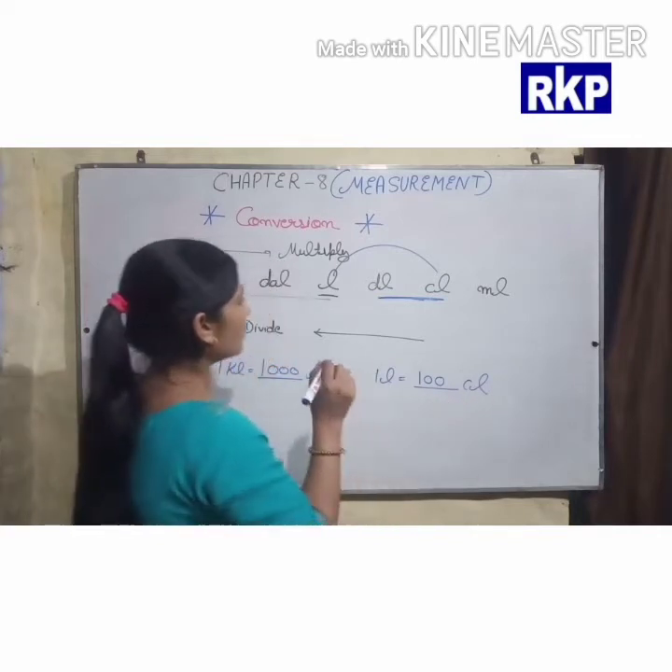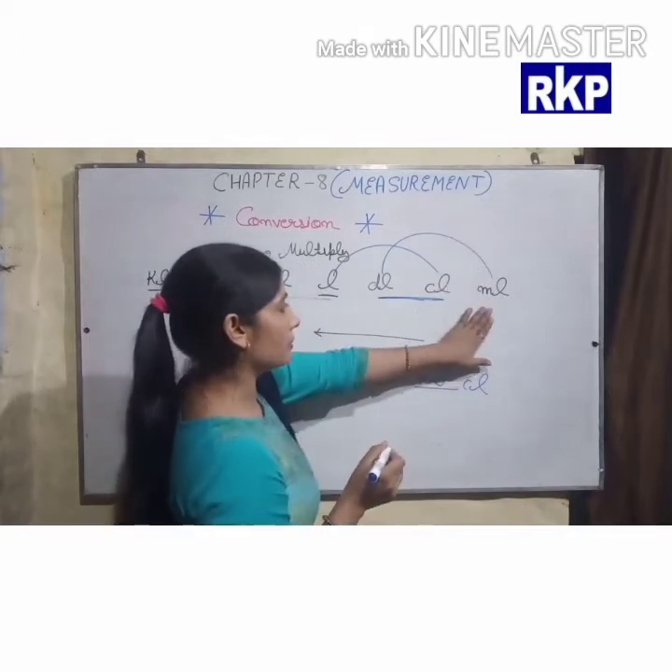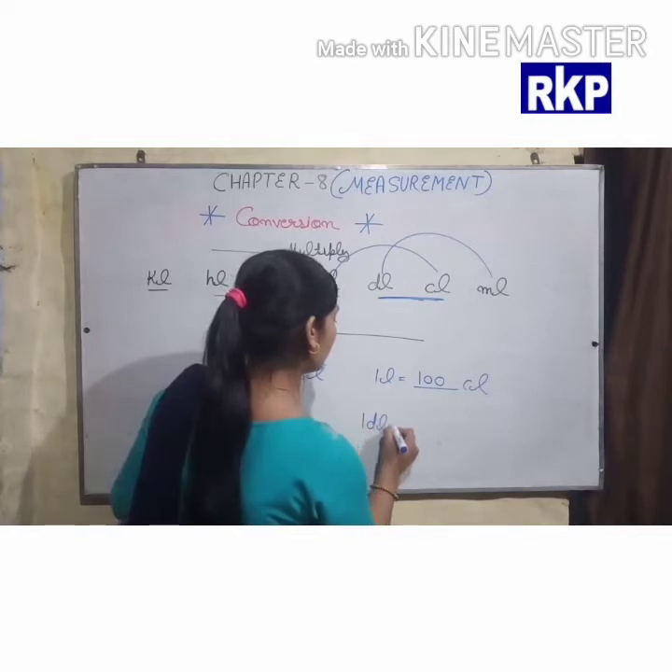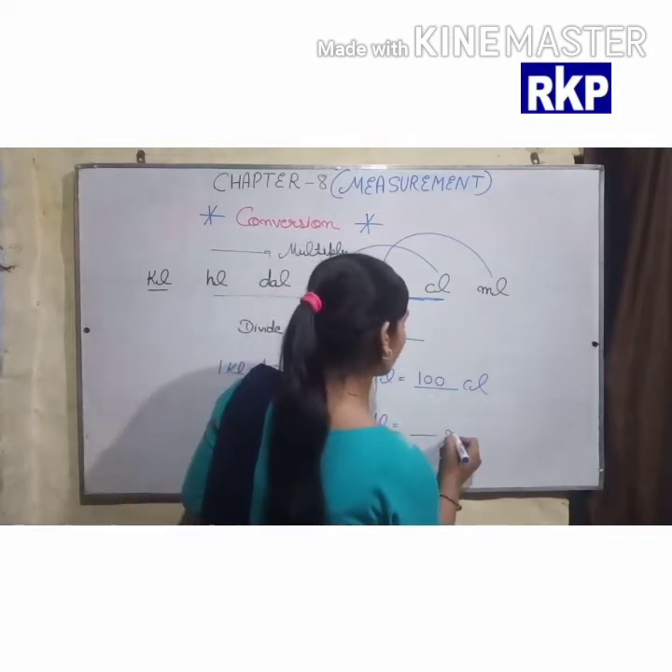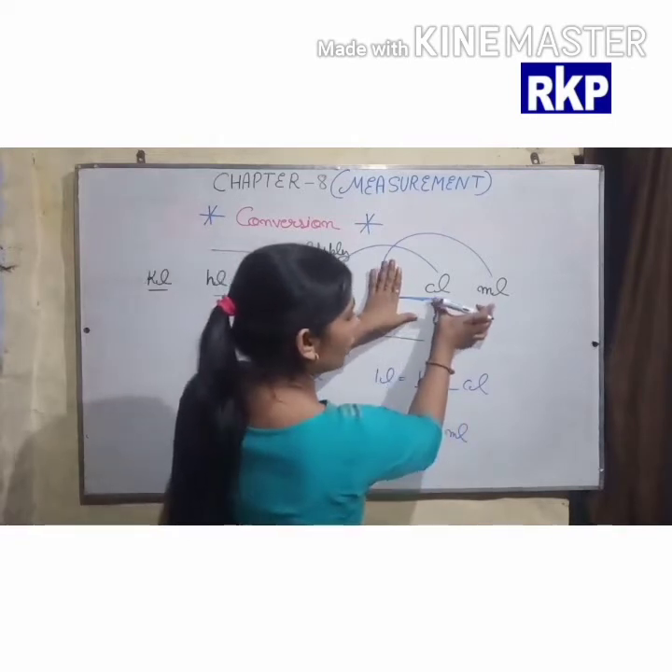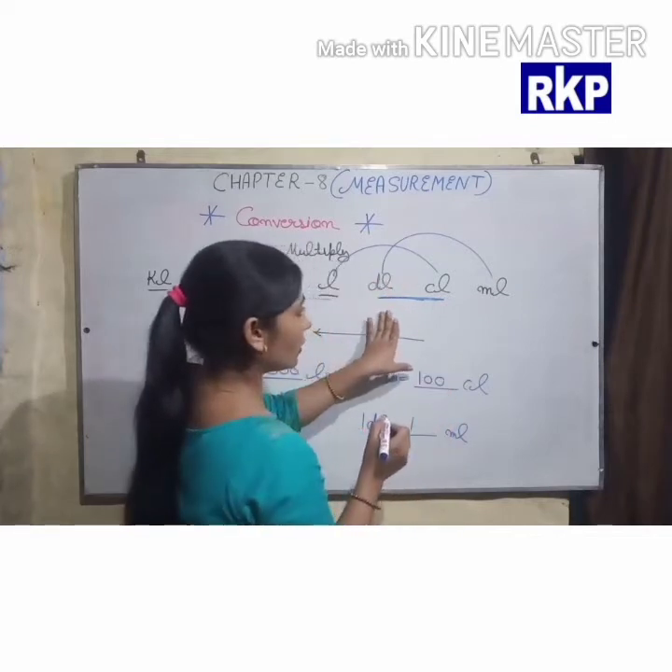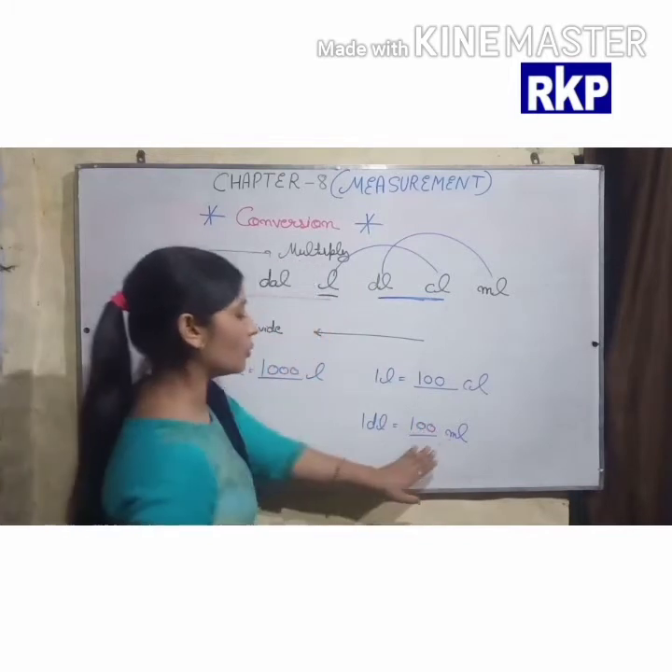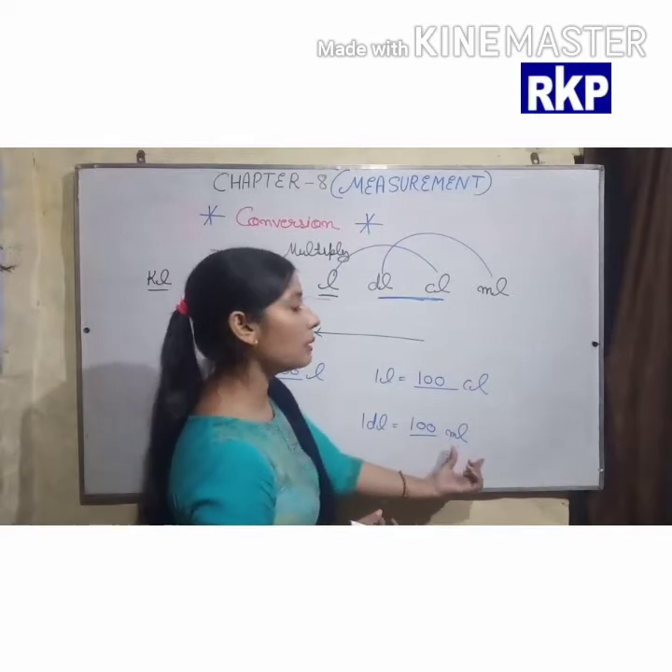Now let us see the relation between deciliter and milliliter. 1 deciliter is equal to how many milliliters? After deciliter we have only 2 units. So for deciliter we write 1 and for these 2 units we write 2 zeros. So 1 deciliter is equal to 100 milliliters.